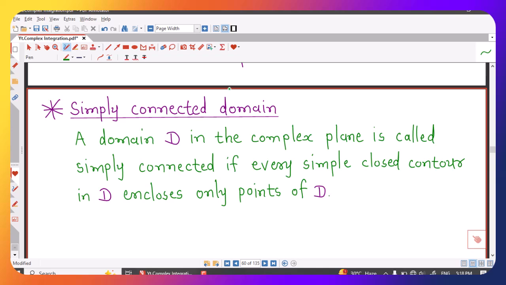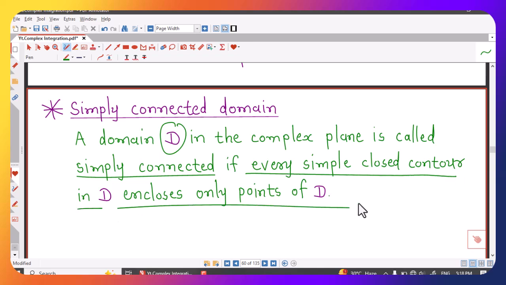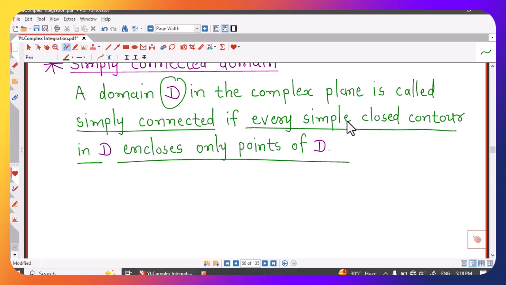Sometimes they can ask you to write down the definition also. A domain D in the complex plane is called simply connected if every simple closed contour in D encloses only points of D. That means if we take any simple closed contour in a domain D, then the points which are inside that contour are points of the given domain D only, and that must be true for every simple closed contour.